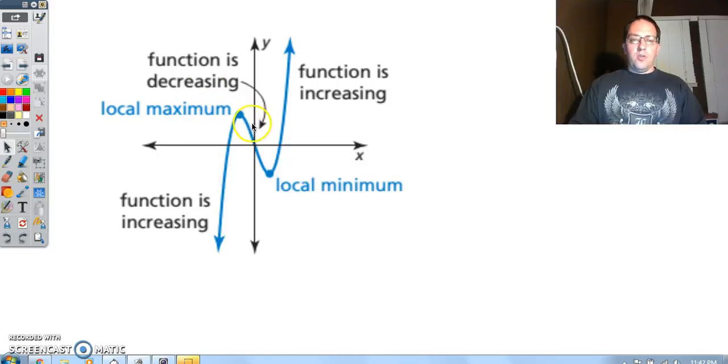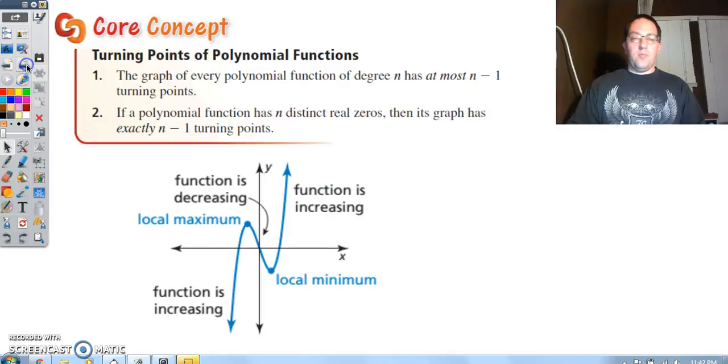And so we have all these turning points. Well, some bright guy a long time ago figured out, said, how many turning points will we have? And he came up with this. The graph of every polynomial function with degree n, whatever n is, has at most n minus 1 turning points.